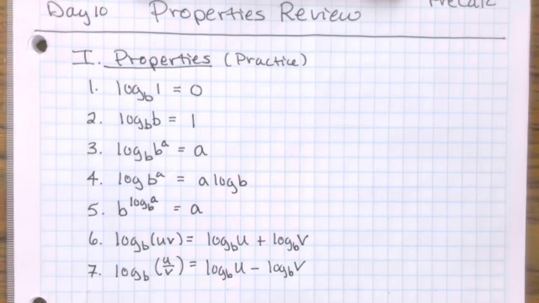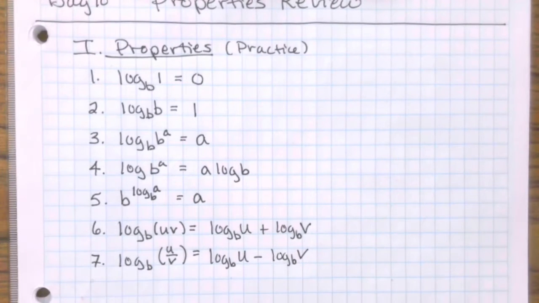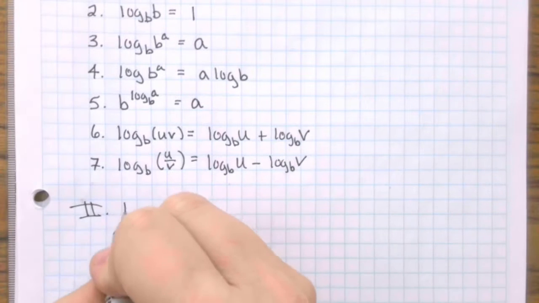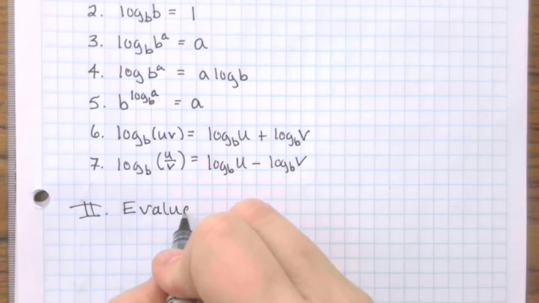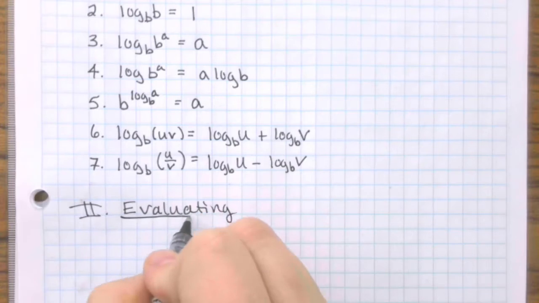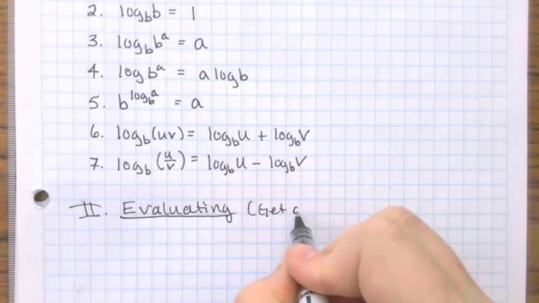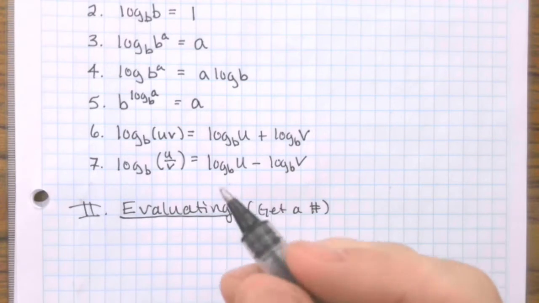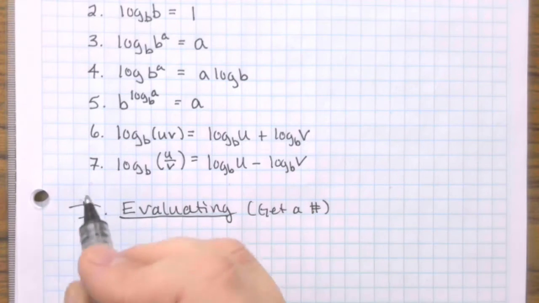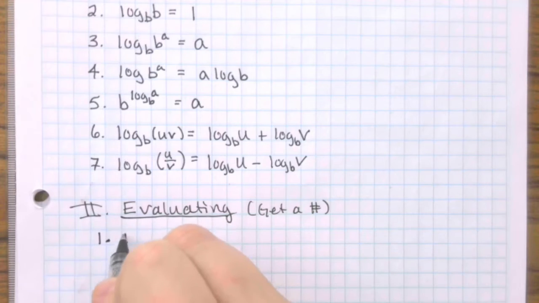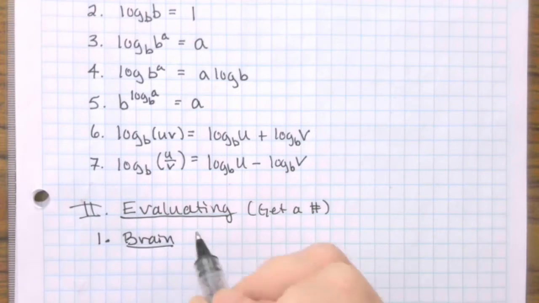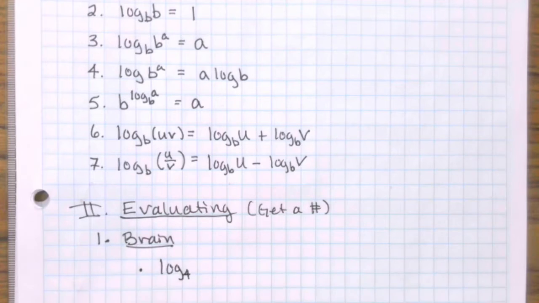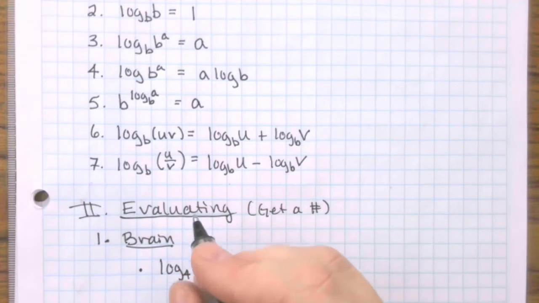All right, so we're going to now go on to do some practice. And the first problem type we're going to deal with is evaluating, which means get a number. All right, so here we go. The first section of this we're going to do using your brain. So no calculator, just your brain. So here we go. We're going to do log base 4 of 64.